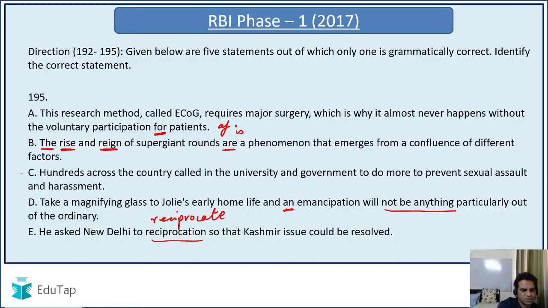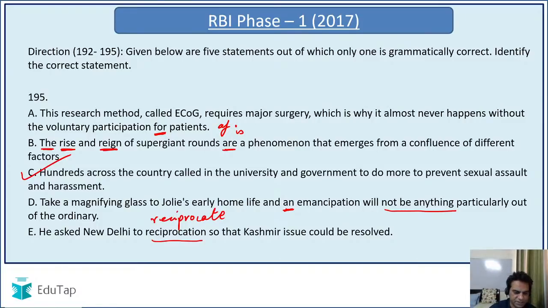So I think the correct option here is, guys, option number C. Hundreds across the country called in the university and government to do more to prevent sexual assault and harassment. That is the correct answer here, guys. All these were questions that were asked in the paper of 2017. Got it, guys? So how many correct and how many incorrect? And then let's go to the questions that were asked in 2018.